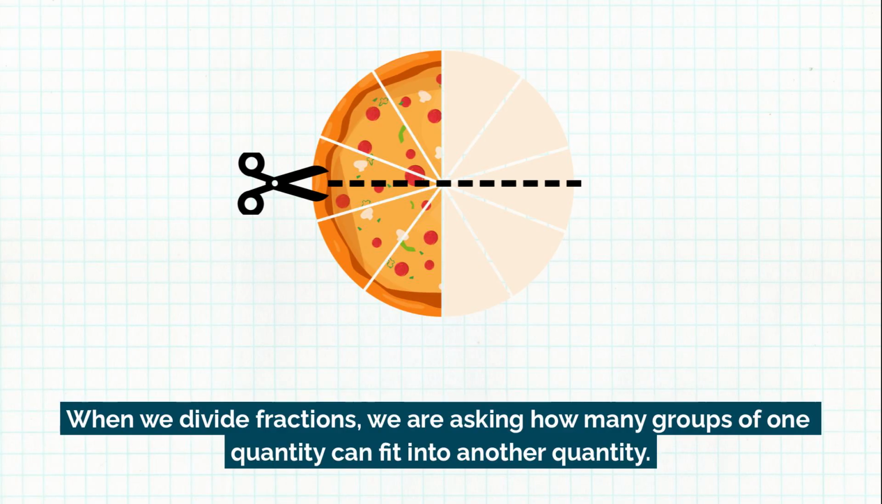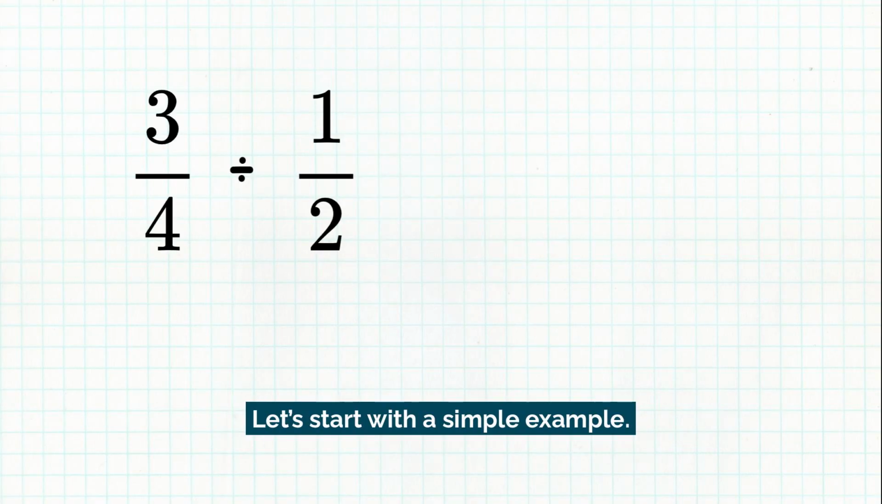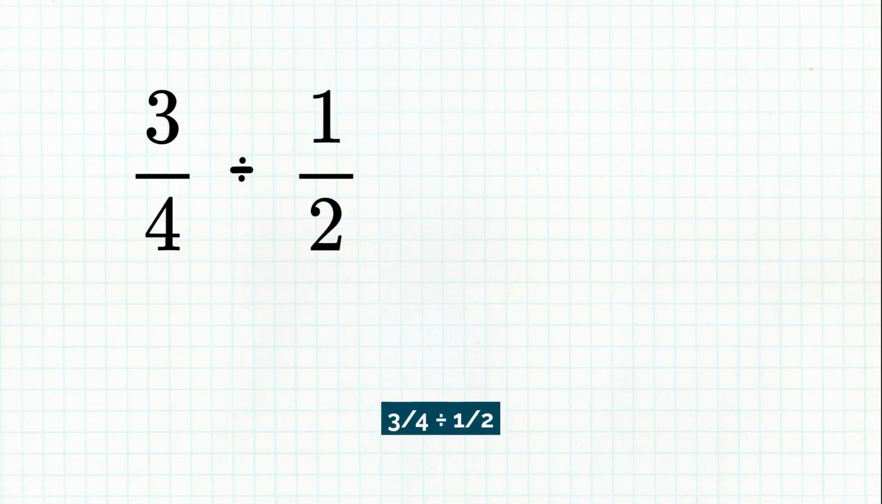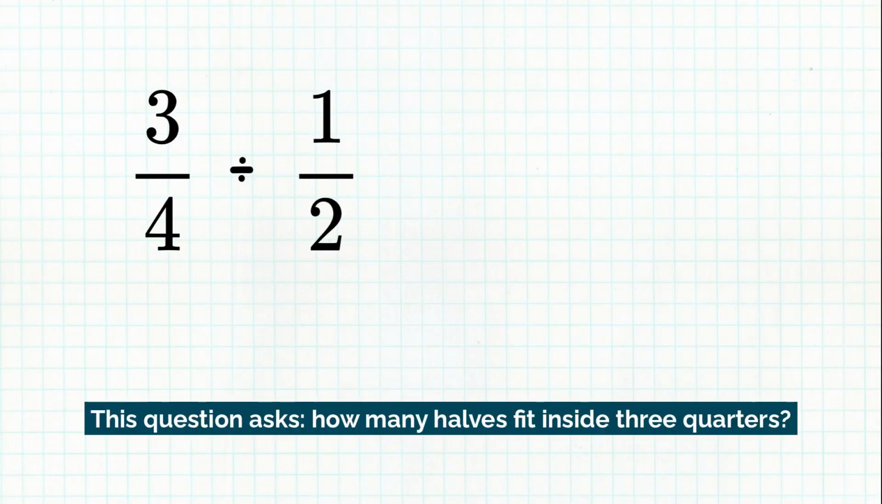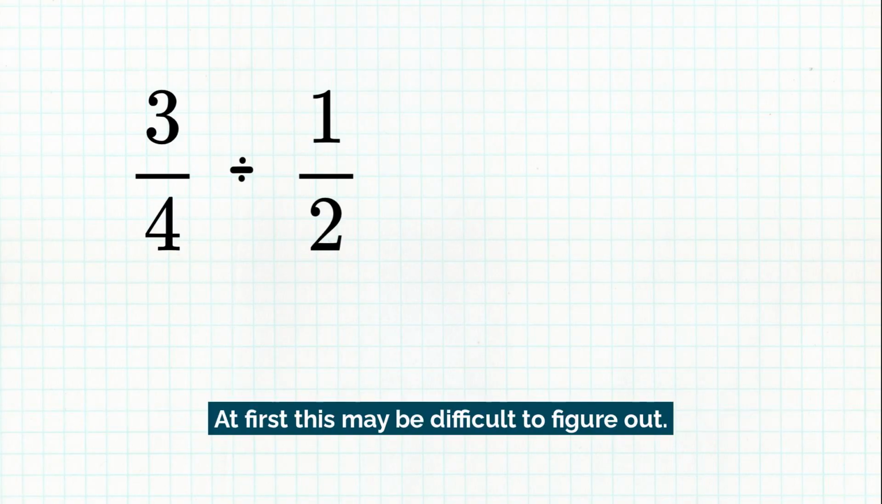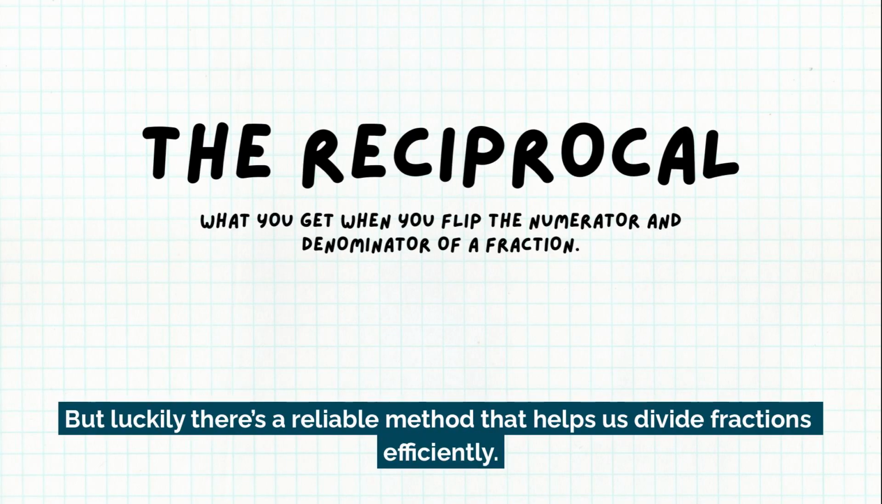When we divide fractions, we are asking how many groups of one quantity can fit into another quantity. Let's start with a simple example. 3/4 divided by 1/2. This question asks how many halves fit inside 3/4. At first, this may be difficult to figure out. But luckily, there's a reliable method that helps us divide fractions efficiently.